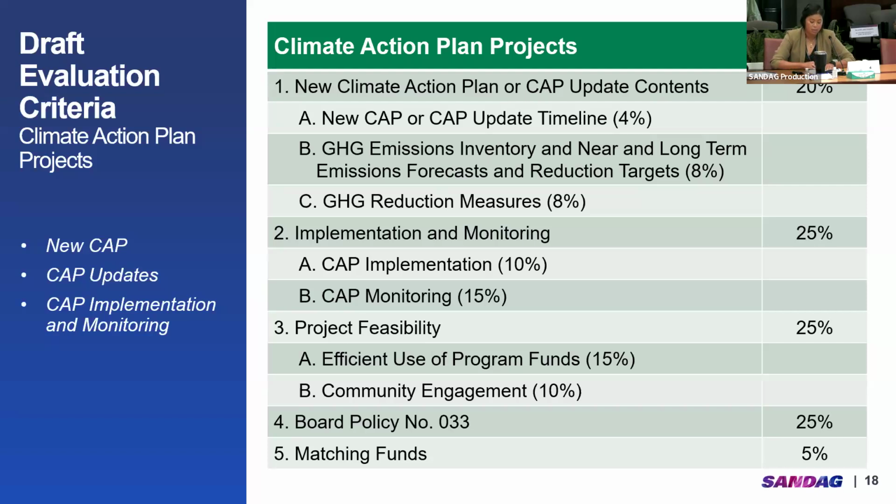Applicants seeking to develop a new climate action plan or to update a climate action plan will be evaluated under sub-criteria 1. And agencies who already have an updated CAP but are seeking funding for implementation or monitoring will be evaluated under evaluation criteria 2. Any new CAPs or CAP updates can also receive points for category number 2. Any planning or capital projects coming out of the CAP would apply for funding in the planning or capital project types, respectively.